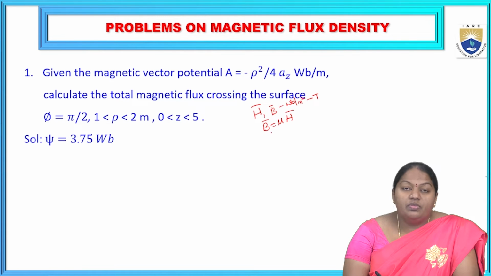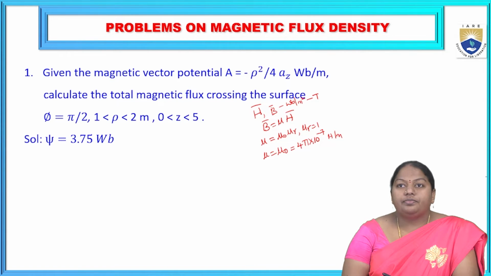The relation between magnetic flux density B and magnetic field intensity H is given by B bar equal to mu into H bar, where mu is the permeability of the material, given by mu naught into mu r. For a free space medium, mu r can be considered as 1, so mu is replaced by mu naught, and its value is 4 pi into 10 power minus 7 Henry per meter. The magnetic field intensity is measured in ampere per meter.